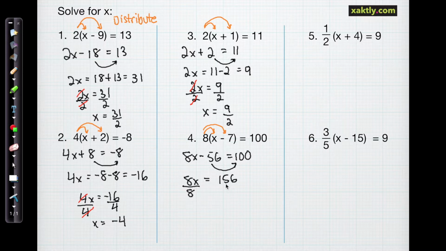Then divide away the 8 to get x by itself. And then 156 over 8, let's see, that can be reduced. As long as they're both even, numerator and denominator, I like to keep dividing by 2, see where I get. So that's 78 over 4, which is 39 halves, and that's as far as we can go, so we'll leave it there. x is equal to 39 halves.